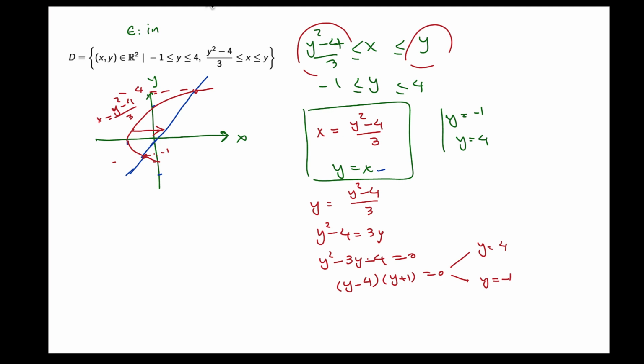Now let's shade the region again. We're not exceeding the intersections, and it's right here.